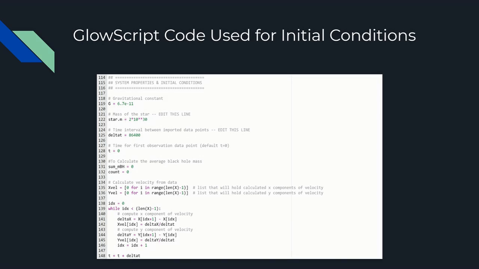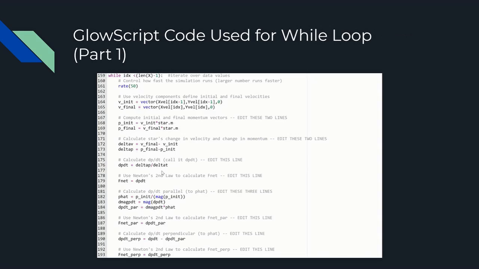So here's my GlowScript code used for initial conditions. You can see I use a gravitational constant of 6.7 times 10 to the negative 11. The change in time was 1 Earth day in seconds, and these values right here are used to calculate the average black hole mass. So here's my GlowScript code that I use for the while loop.